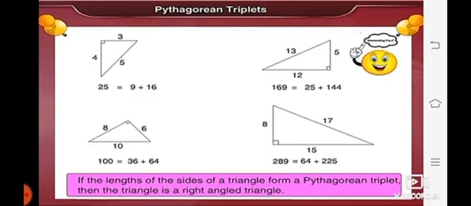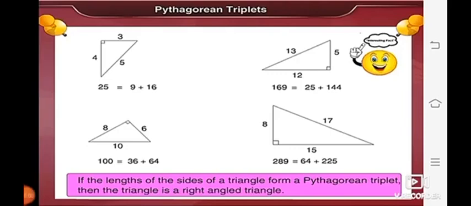For example, just see in the first triangle, the longest side is 5. What is its square? 25. Now the other two sides are 3 and 4. What is 3 square? 9. And 4 square? 16. Just add 9 plus 16. Is it 25? Yes, so 25 equals 25. So the numbers 3, 4 and 5 form a Pythagorean triplet.